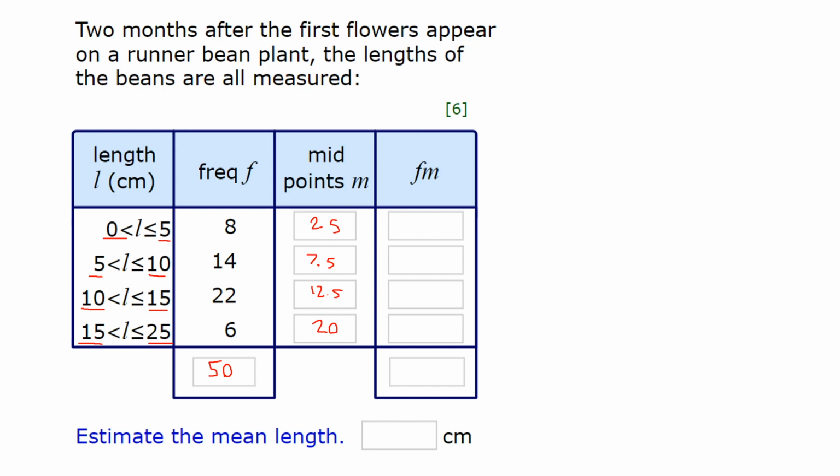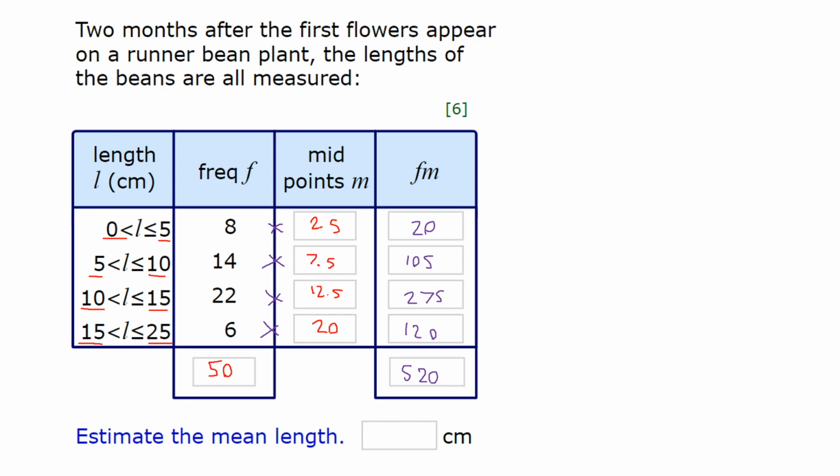Now, what we're going to do is times midpoint by the frequency. So, 8 times 2.5, that's just going to be 20. 14 times 7.5 is going to be 105. 22 times 12.5, that's just going to be 275. And 6 times 20, that's just going to be 120. Add them all up. Once we add them up, we should get an answer of 520.